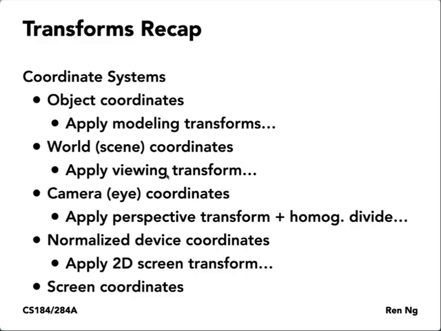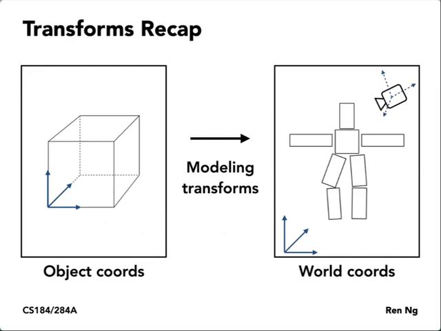This was the look at transform to get into camera coordinates. From there, we can apply a perspective transform that we just covered today and do the homogeneous division in order to get into normalized device coordinates that I just defined, NDC. After that, we apply a 2D screen transform to get us into screen coordinates, also known as the frame buffer coordinates that we talked about rasterization in. So that's a reminder of the list.